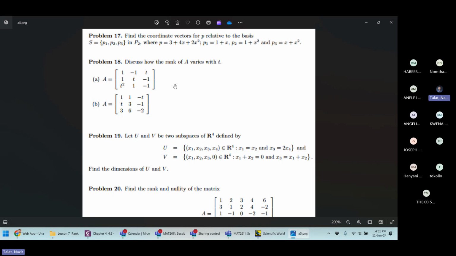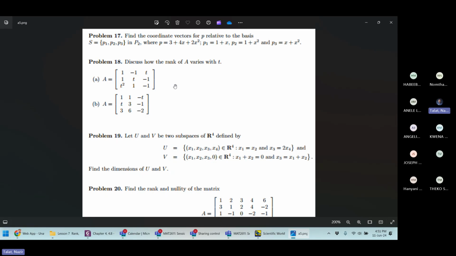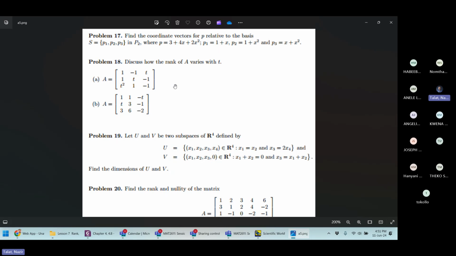In problem number 19, you have two subspaces of R4. Then find the dimension of U and V. We already know how to find the basis of a vector space or subspace. When we find the basis, we can see how many elements are in the basis set. The number of elements in a basis set of U is the dimension of U, and the number of elements in a basis set of the vector space V is the dimension of V.